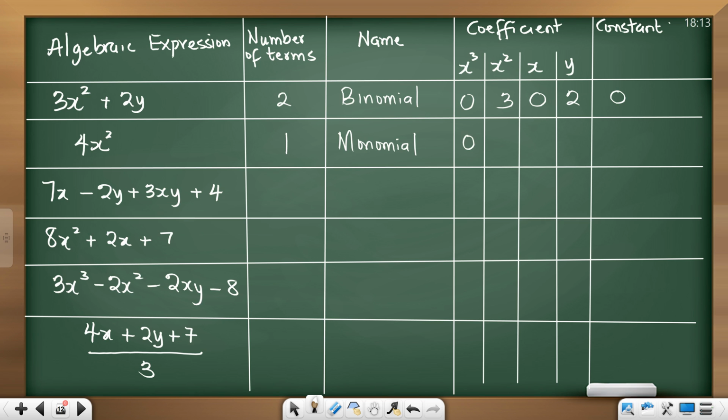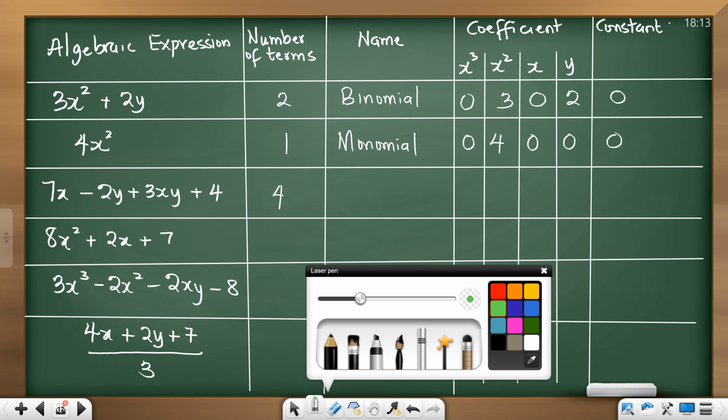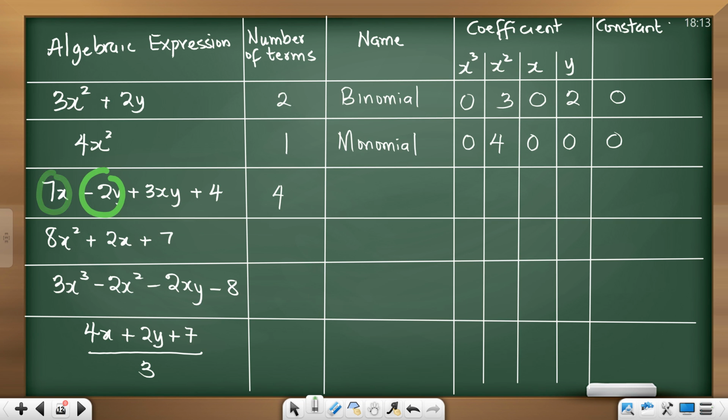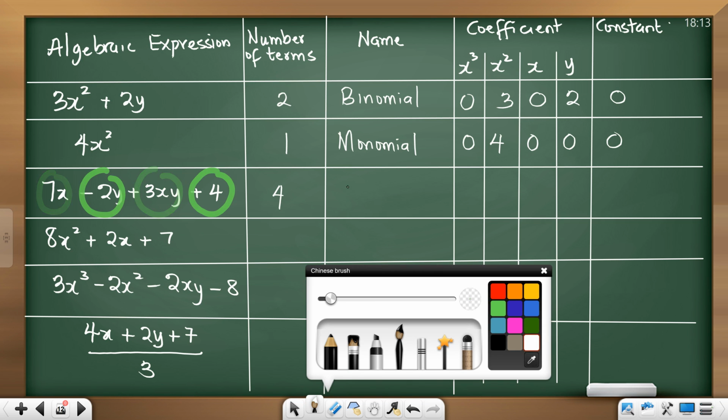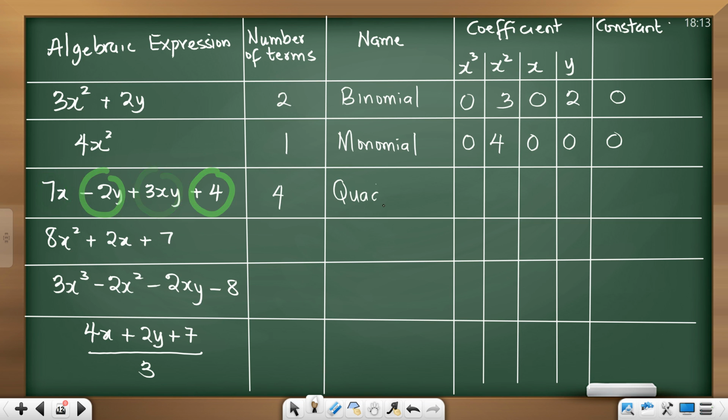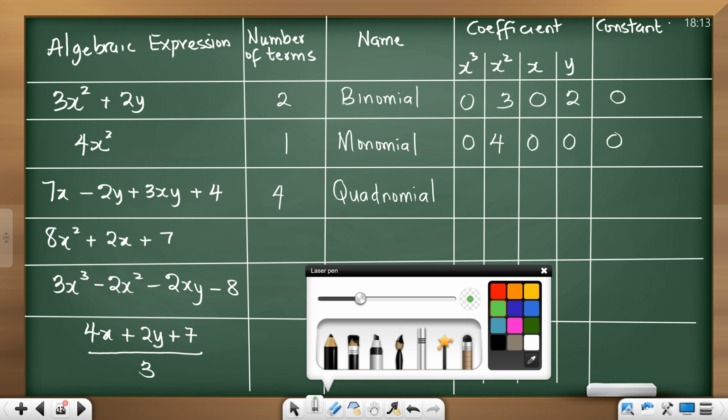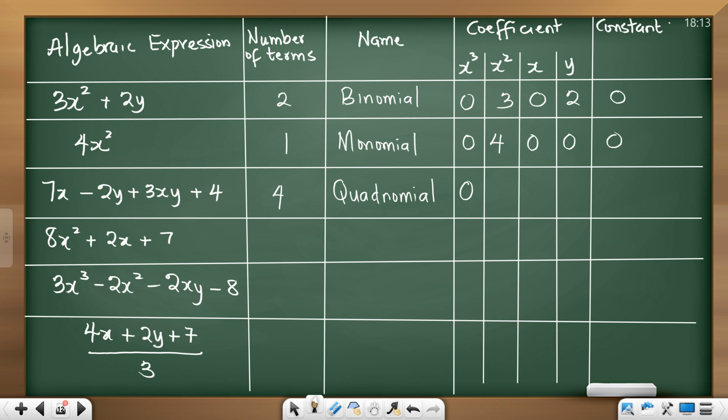X cubed, there's no x cubed. X squared is 4, 0, 0, and 0. What about this one? Number of terms is 4. How do I know my number of terms is 4? 1, 2, 3, and 4. And if it's 4, it's called a quadnomial. Now, what's the coefficient of x cubed? There's no x cubed here, so we are good. Safe to say 0. X squared, 0.